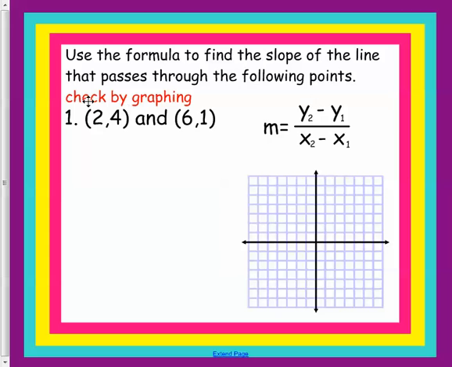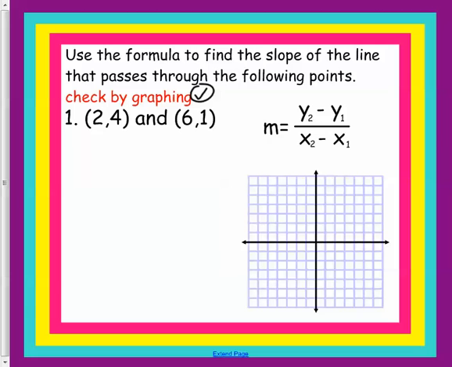Use the formula to find the slope of the line that passes through the following points. We want to check it also by graphing. So go ahead and use the slope formula, and I'll be back in just a second to show you how this works. Also, grab some graph paper because you're going to plot these 2 points and then count the slope.